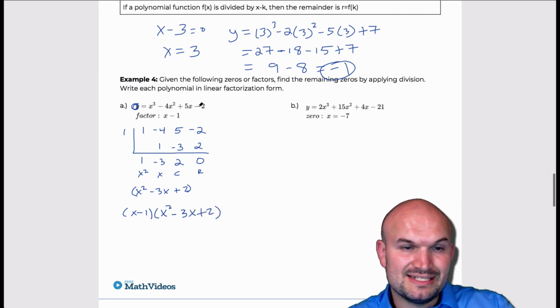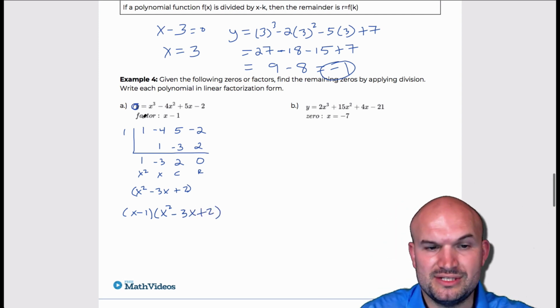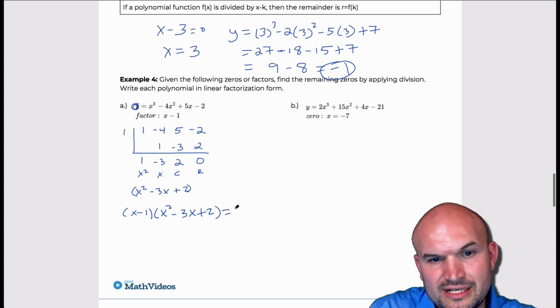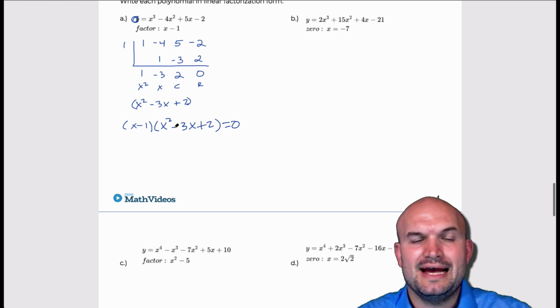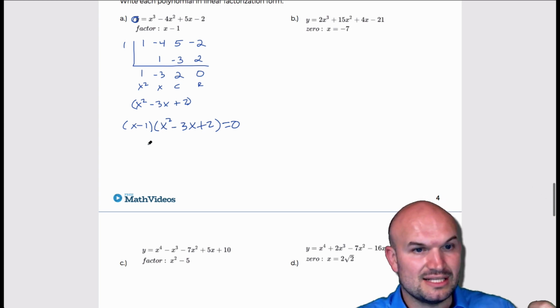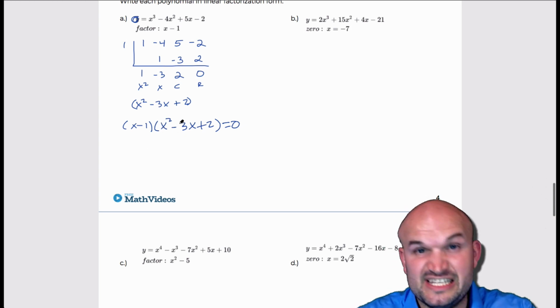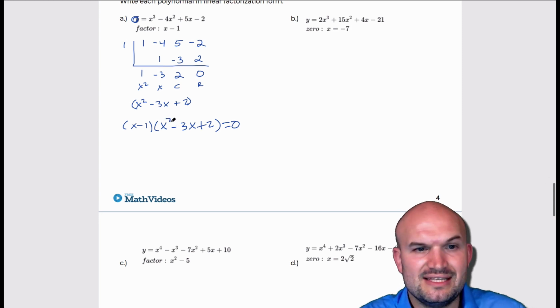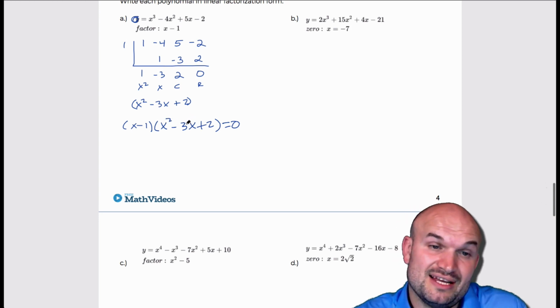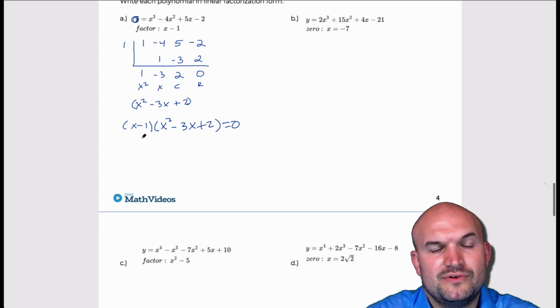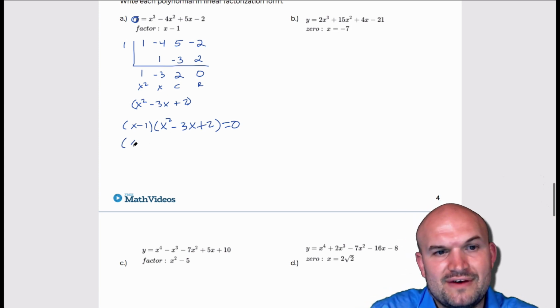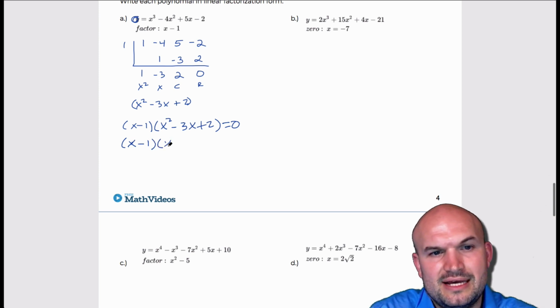And if I'm trying to find the zeros, I'm setting the polynomial equal to 0. Well, I'm going to set my linear product factored equal to 0. And again, when we want to write this as a linear factorization, we need to continue factoring these down. So now I see this as a quadratic trinomial and say, all right, can I factor this? What two numbers multiply to give me 2, add to give me negative 3? And what I notice is I have x minus 1 times, let's see, x minus 1 times x minus 2.